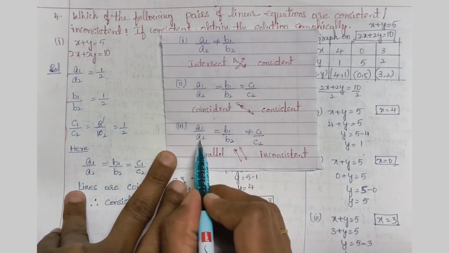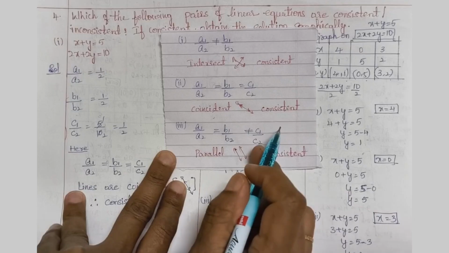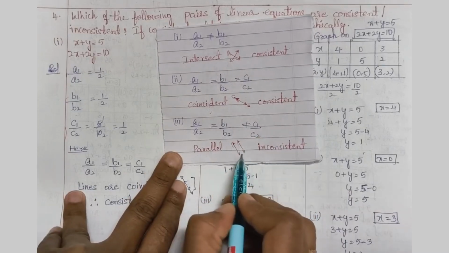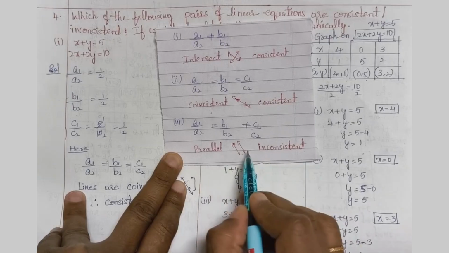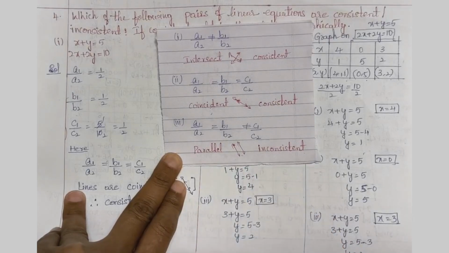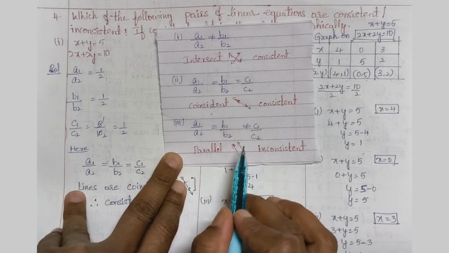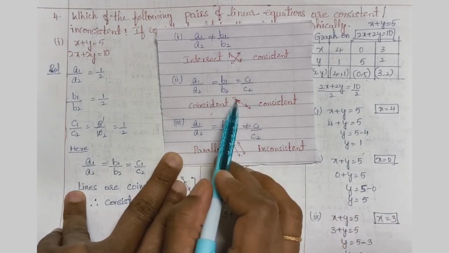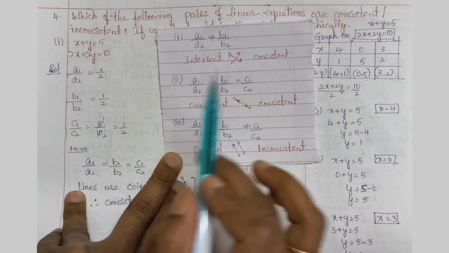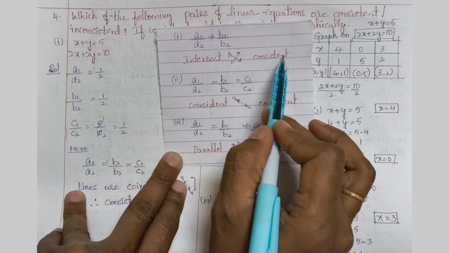Next, A1 by A2 equal to B1 by B2 and not equal to C1 by C2 means you will get parallel lines. Parallel lines means it is inconsistent. Parallel means you will get no answer, because they will not meet anywhere. No answer means inconsistent. Here, overlapping means many solutions, so it is consistent. Here, only one solution will come, so it is consistent.